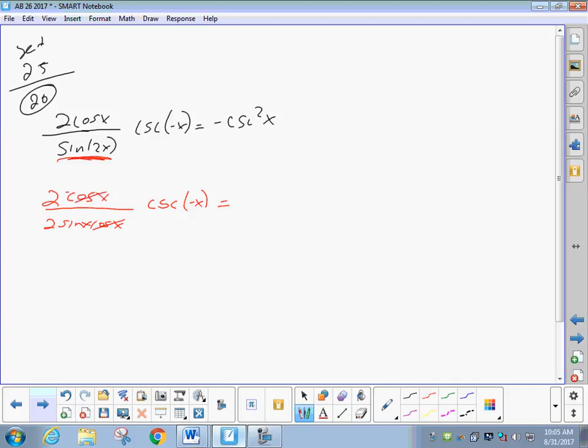Boom. I now have 1 over sine of x cosecant of -x. I'm already starting to get somewhere. Look at where I'm headed. I need a negative. I need a square. So what do you reckon next? Sine in the denominator. What can I call that? Cosecant in the numerator, weak.